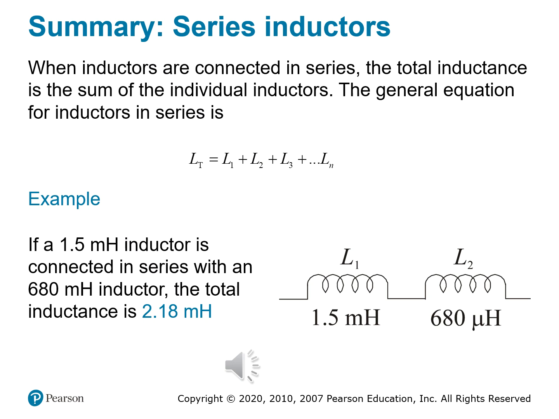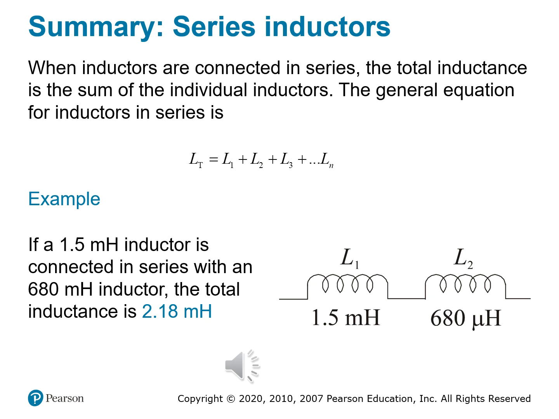So let's go ahead and look at this example on the slide. You have one inductor at 1.5 millihenries. You have another one at 680 microhenries. Again, pay attention to the prefixes. 680 microhenries ends up being 0.68 millihenries. Again, it's just making the number look different, but it's the same value. And then we add those together.